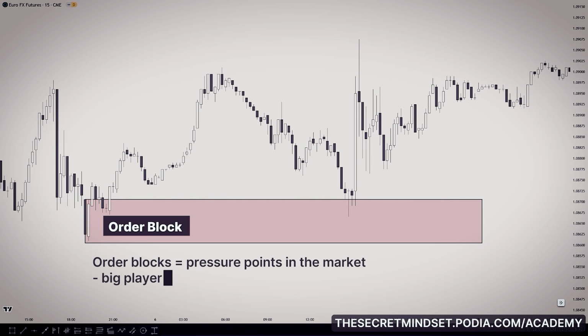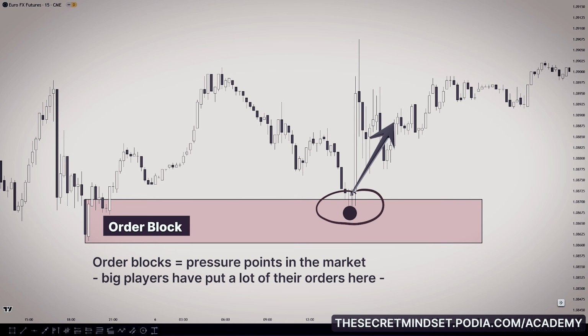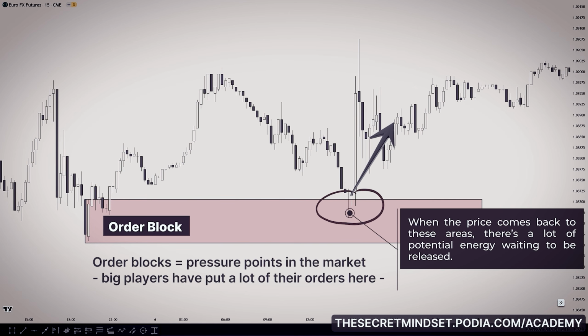Order blocks are like pressure points in the market. They're areas where the big players, the market makers, have put a lot of their orders. When the price comes back to these areas, there's a lot of potential energy waiting to be released.